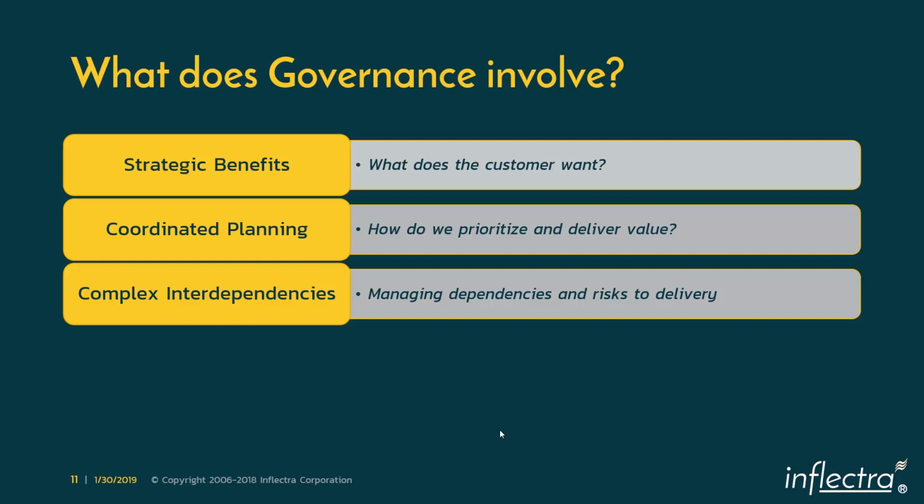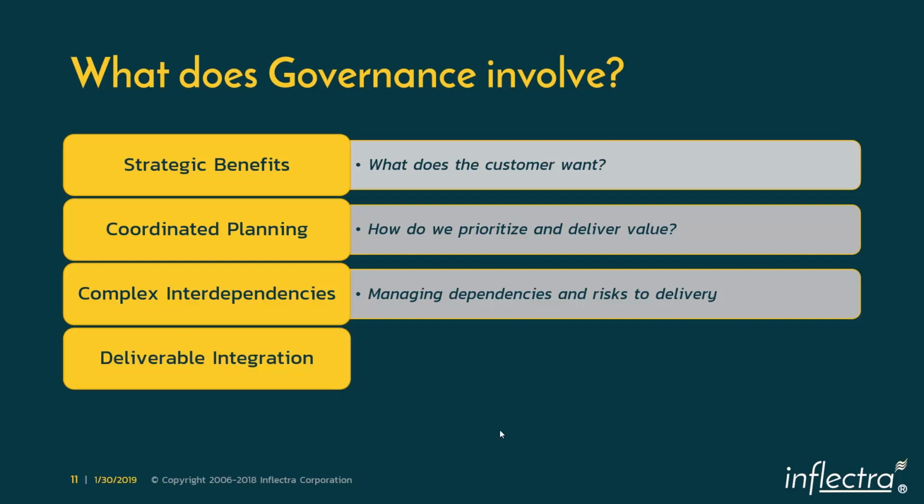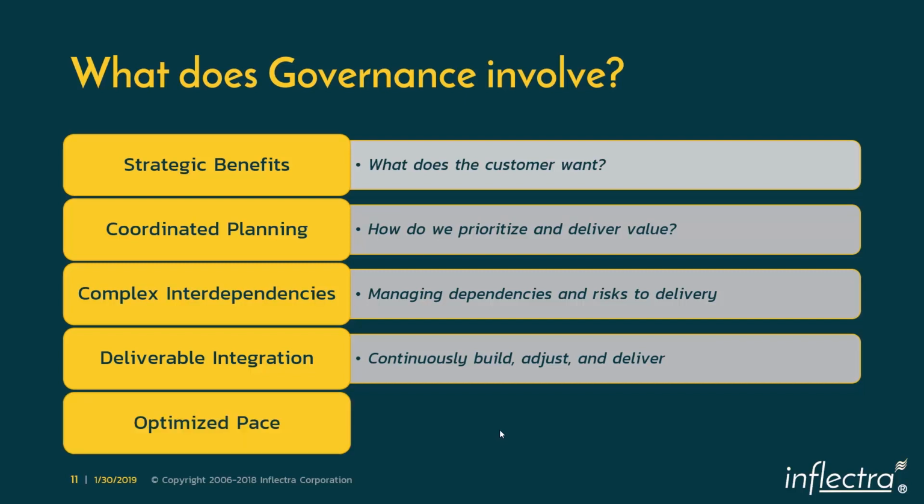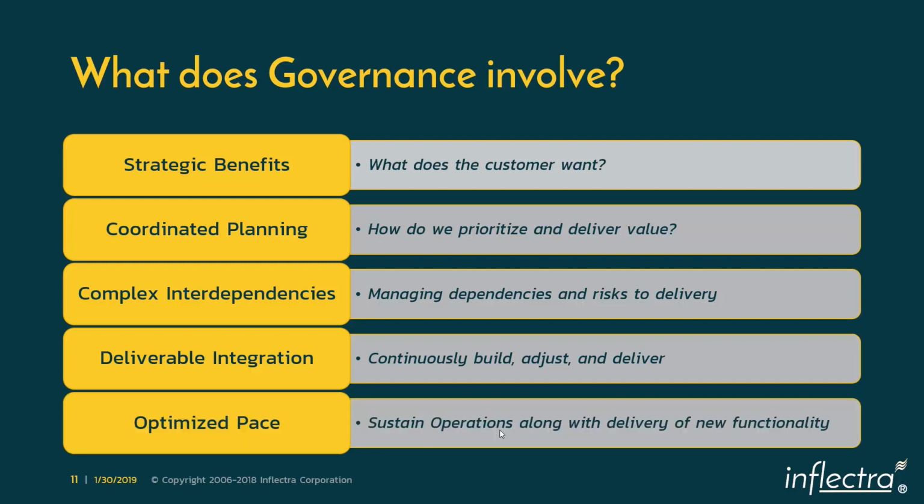As we continue to do this, we focus on deliverable integration. This deals with how we continuously build, adjust, and deliver. Finally, when we do all these things, we have to have a reasonable cadence. That is the optimized pace: how we go about sustaining operations along with the delivery of new functionality. And the governance should enable this decision making and impact assessment throughout the product as well as project lifecycle.